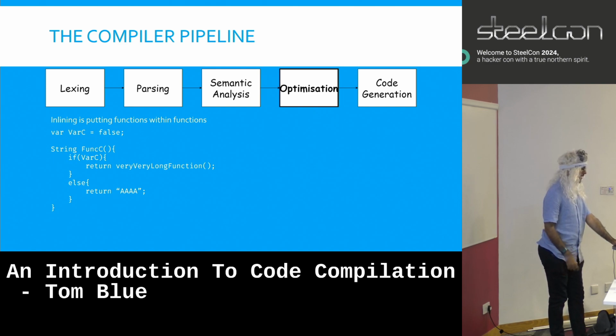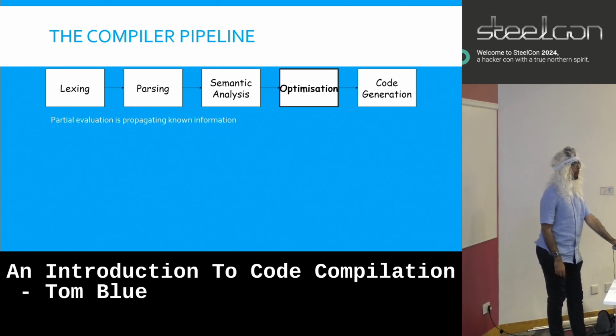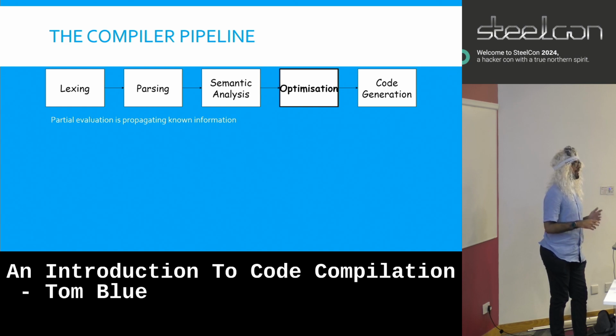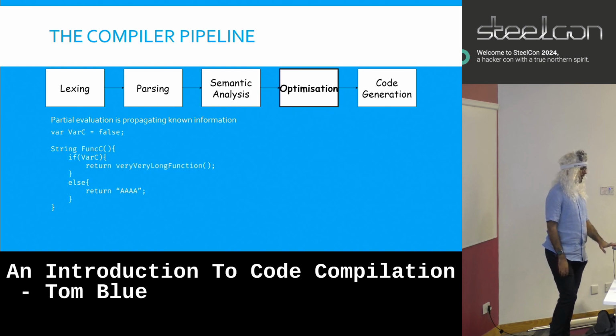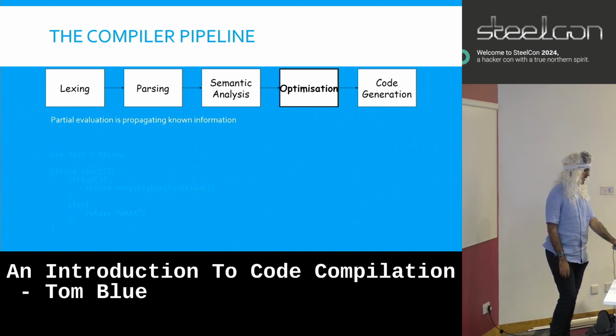The other part is partial evaluation, which is where you propagate known information during compile time. If the compiler can determine what a value might be during compile time, it can replace the expression with the value it would result in, so that it doesn't have to be evaluated during runtime. For example, if you take this code again, assuming that var_c doesn't change before func is called, we know that var_c is going to be false, and so we know that the if statement is never going to enter the first branch. So we can just get rid of the first branch entirely.